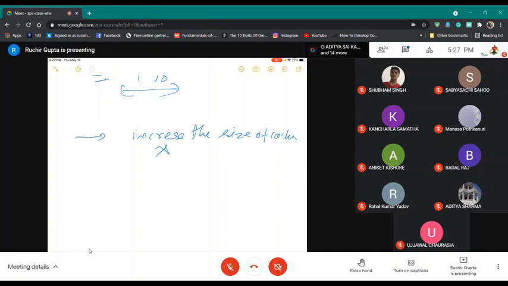Then another possibility is to take advantage of spatial locality. If items in a larger block are needed for computation, then it is better to load these items in the cache and avoid the chances of a miss.